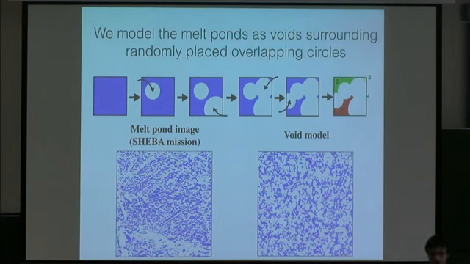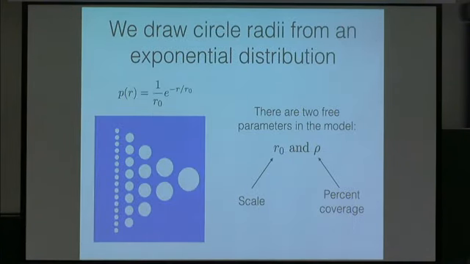But statistically, they are actually very, very similar. So the model has only two parameters. One is the scale of the circles that we throw. This is a necessary parameter in any geometric model like this, because we need a way to map this geometric model onto a natural system. And the other parameter is just how much of the surface is covered by these voids.